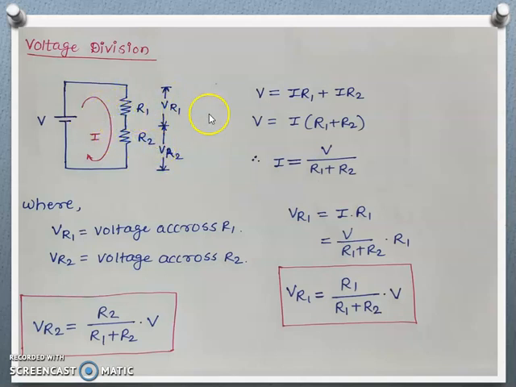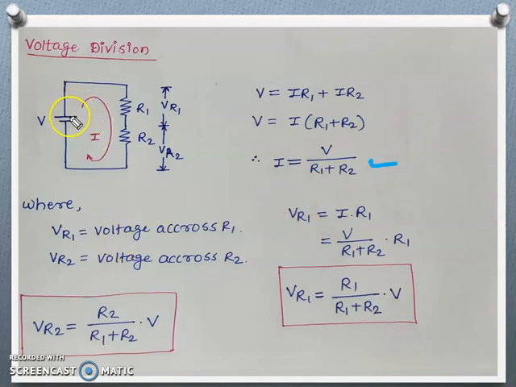From this circuit we can write V is equal to IR1 plus IR2. IR1 is the voltage across R1, that is VR1, and IR2 is the voltage across R2. Okay, so I is common, so V is equal to I into R1 plus R2. So I will be what? V divided by R1 plus R2. This will be the total current flowing through the circuit.